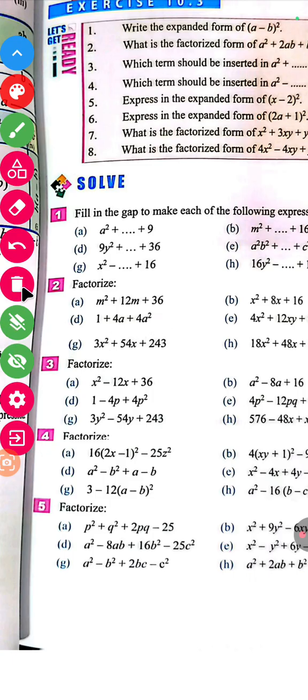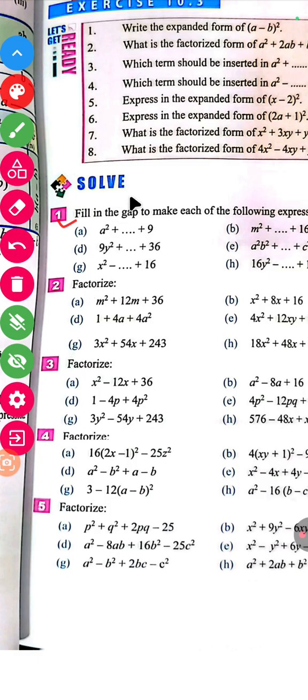So what are the ways and what are the techniques that can be used to make this kind of expression, expanded form, into a perfect square? Let us see how these all can be solved. Let us take an example from question number one.